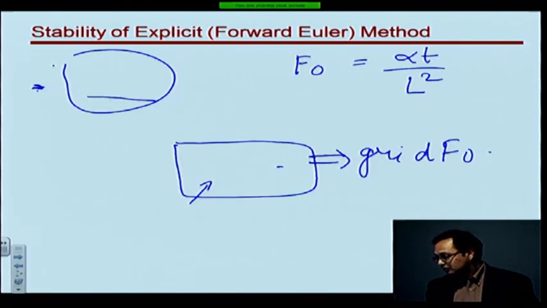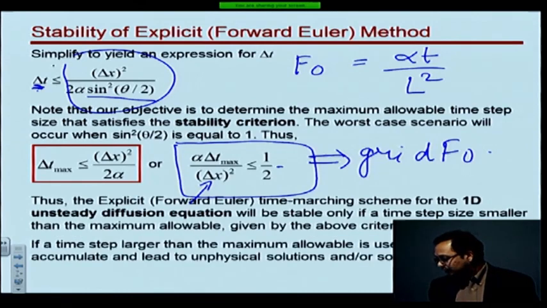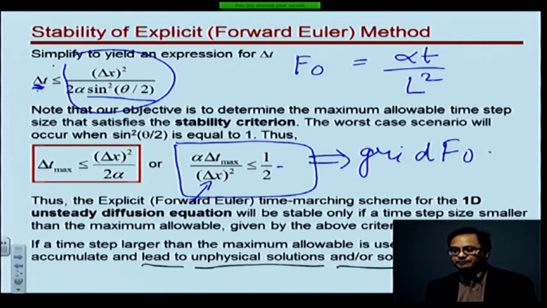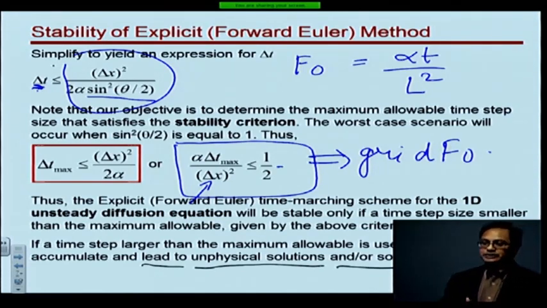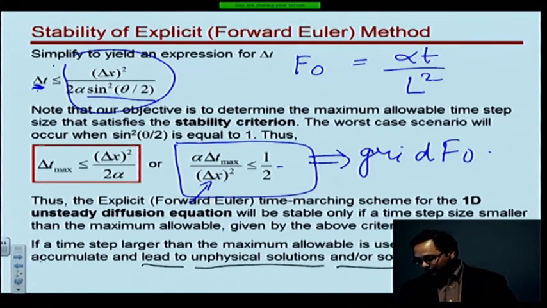Okay, so let's move on. As I said, it leads to unphysical solutions and/or solution blow up. Okay, and that may not always happen immediately. The error has to accumulate to some degree before it happens. It depends on the problem at hand.